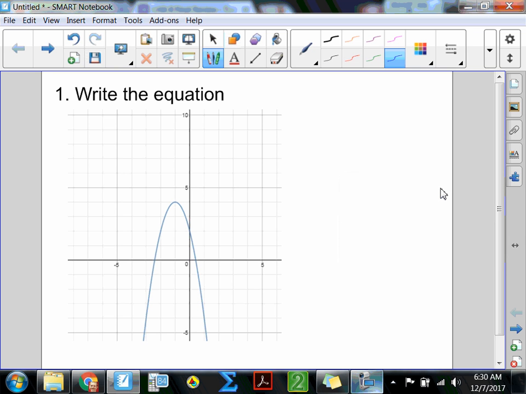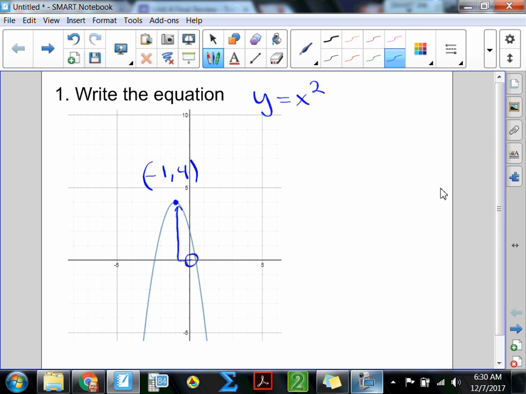Okay, number one, write the equation of the graph. It's a quadratic graph, so it's going to look something like y equals x squared. We'll start by finding the vertex. The vertex is at negative 1, 4, which means instead of starting at 0, 0, we've gone 1 to the left, and we've gone up 4, just to get to the vertex.